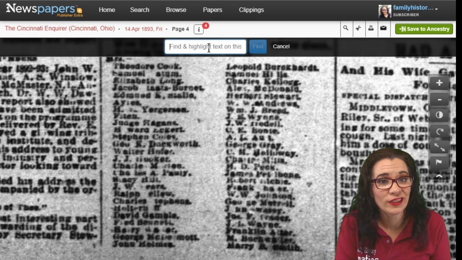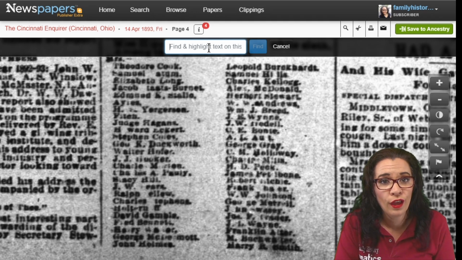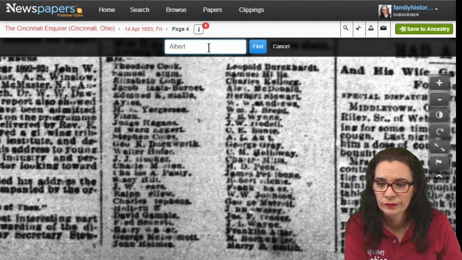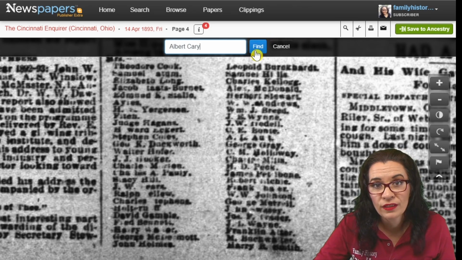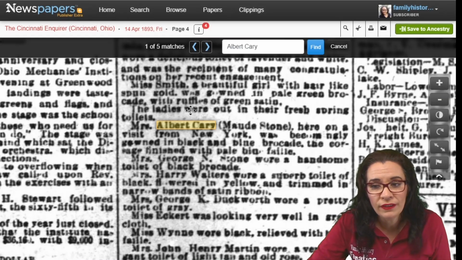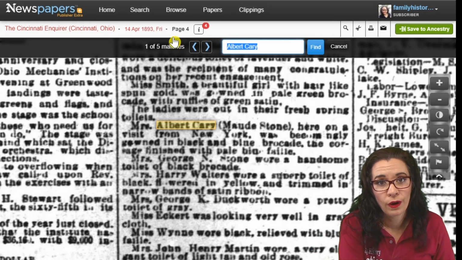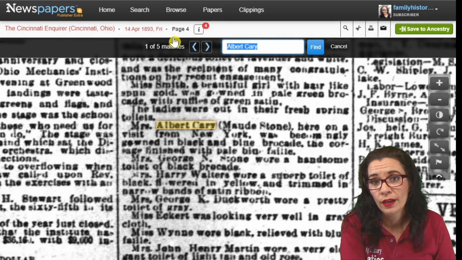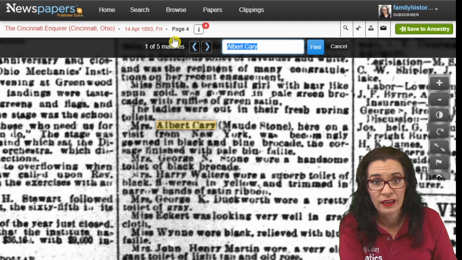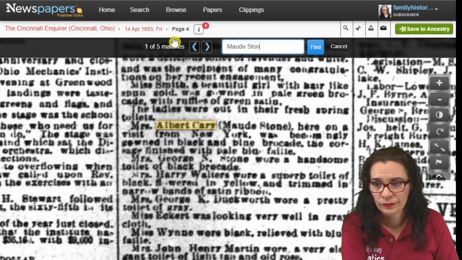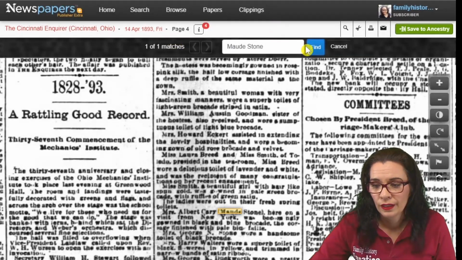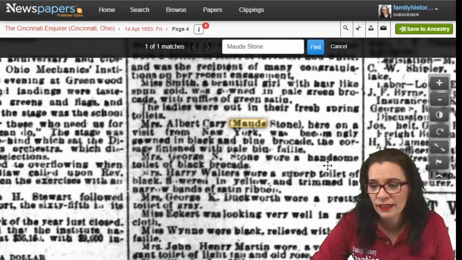Let me demonstrate how the OCR does not pick up some of the names that we see here on the newspaper article. Let's type in Albert Carey, and press find. So even though this page is a little bit blurry and there's that black hue behind it, kind of smudging out the details, the OCR was able to pick up that name. But if I was searching for Maud Stone, because I didn't know that Maud was named Mrs. Albert Carey, I didn't know that she married, watch what happens. The OCR does not recognize the Stone.